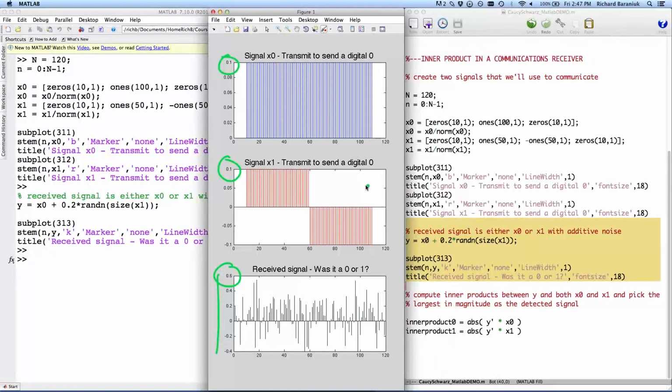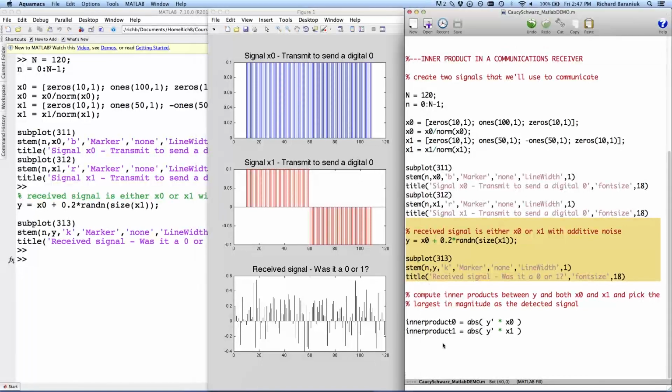And now the question is, was this signal what was transmitted or this signal? And the way that we determine which is which is very simple. We're just going to compute the inner product between these two signals and the inner product between these two signals, and then we're going to choose the larger of the two as the decision of whether a 0-bit or a 1-bit was transmitted. And so let's look at that here at the bottom.